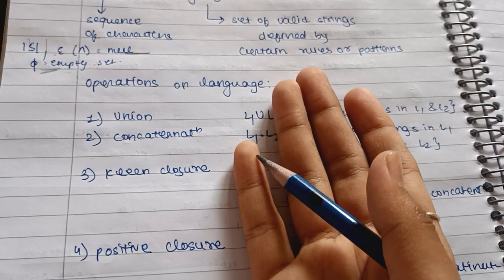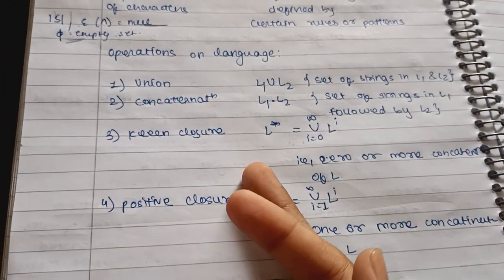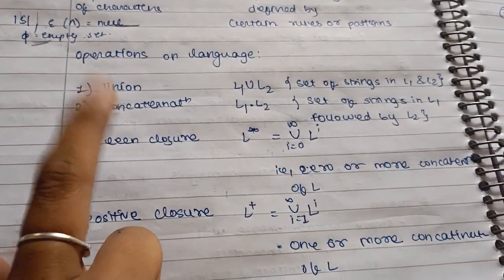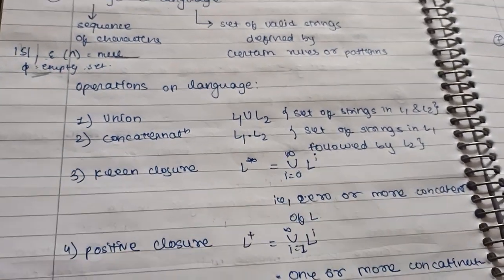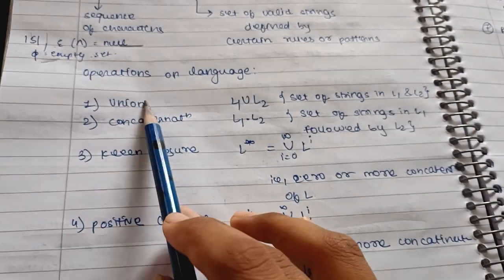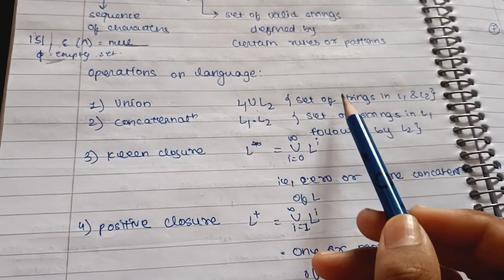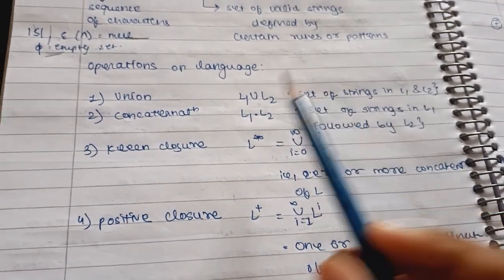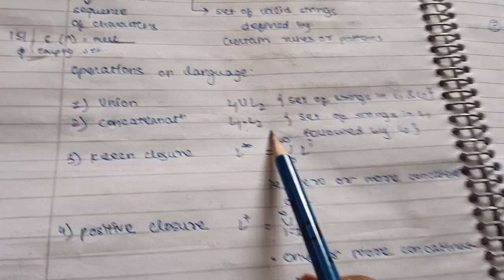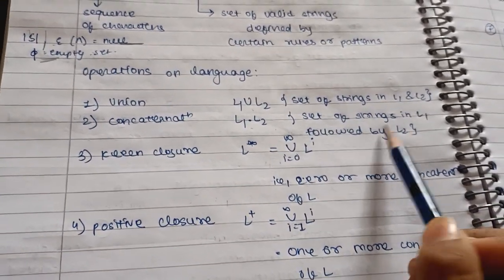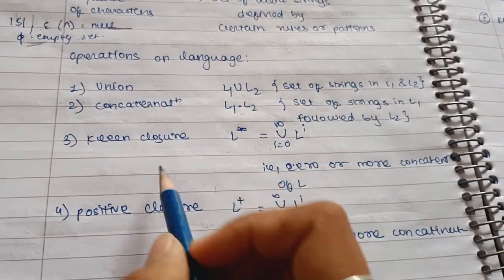Then we have several operations on the language: union, concatenation, Kleene closure, and positive closure. In TOC you must have seen Kleene star, so here it is also similar to that. Union, that is L1 union L2, the set of strings in L1 and L2. Concatenation, L1 dot L2, that is the set of strings in L1 which is followed by L2.